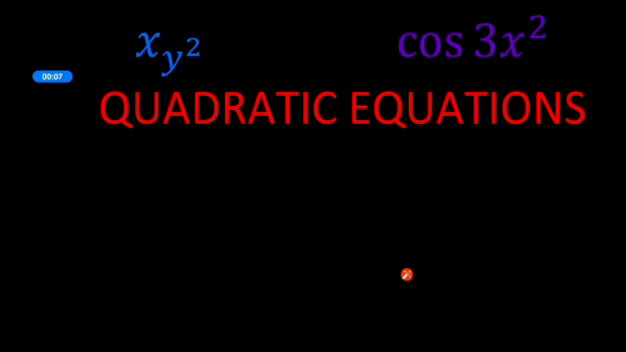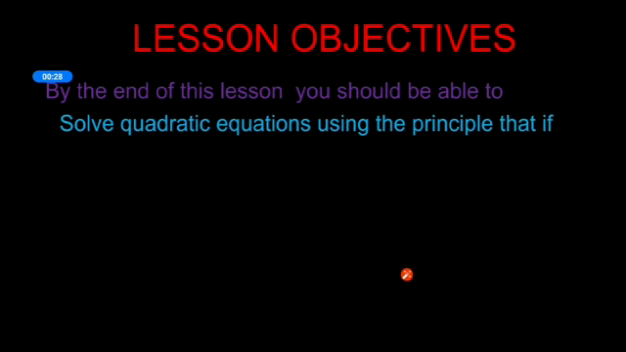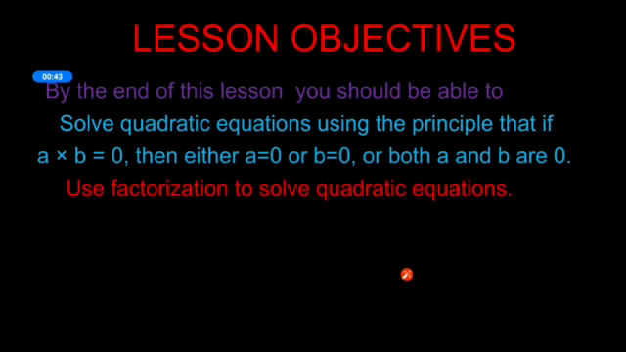We shall be looking at a topic in mathematics that is so common in so many fields of study: quadratic equations. Before we proceed, let's look at the lesson objectives. By the end of this lesson, you should be able to solve quadratic equations using the principle that if A times B equals 0, then either A equals 0 or B equals 0, or both A and B are 0. Second, you should be able to use the factorization method to solve quadratic equations.